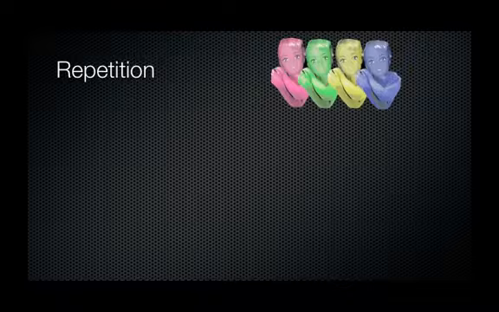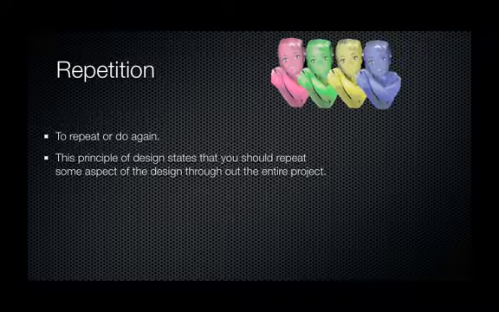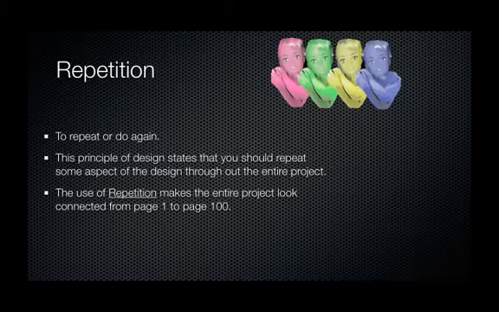The next topic we're going to look at is repetition, to repeat. We see repetition in all sorts of advertisements and design work all over the place. Repetition basically means to do it again, to repeat. This principle states that you should repeat some aspect of the design throughout the entire project, because we don't want everything to be different. It can be a little bit of overload, so we want to make sure that there's some element that keeps repeating. The use of repetition makes the entire project look connected from the first page to the last page.